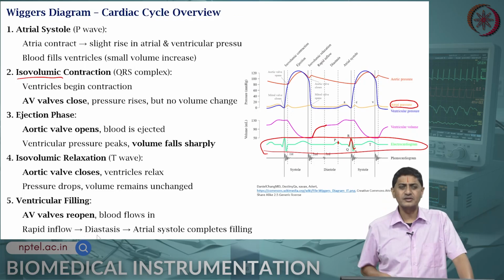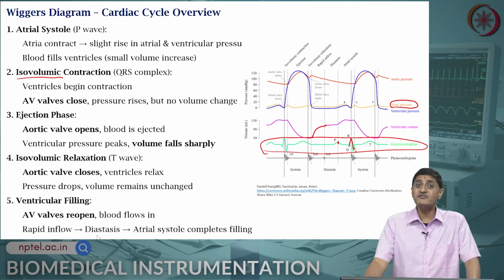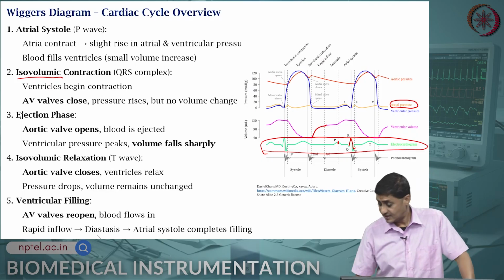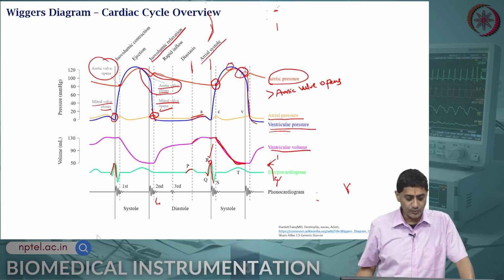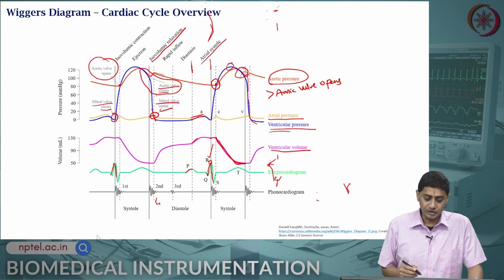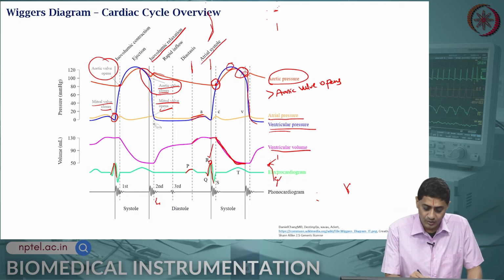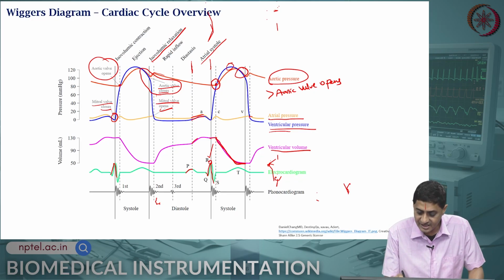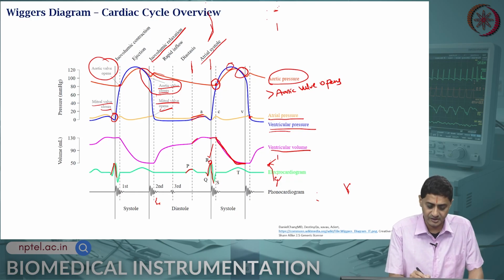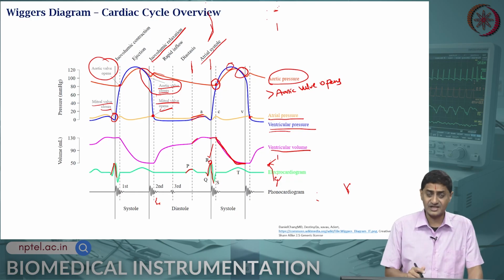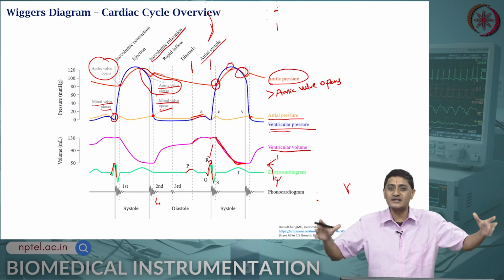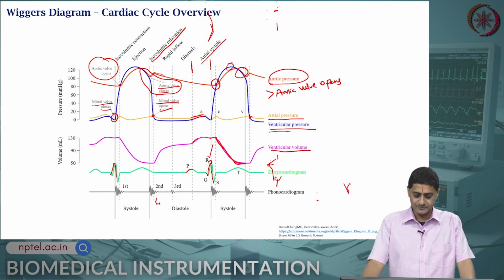So, we were talking about the AV valves, when will they open? The AV valves will open when the ventricular pressure drops below the level of the atrial pressure. In orange you see the atrial pressure, in blue you see the ventricular pressure. Here is when the AV valve will open, here is when the AV valve will open. This essentially shows two cardiac cycles, right.